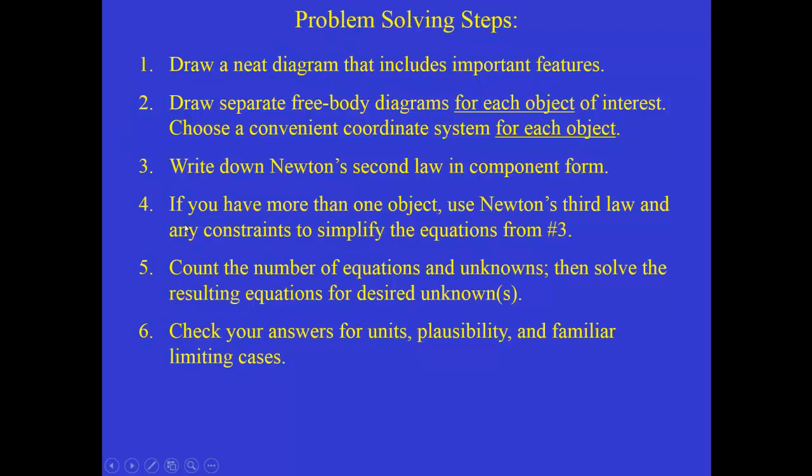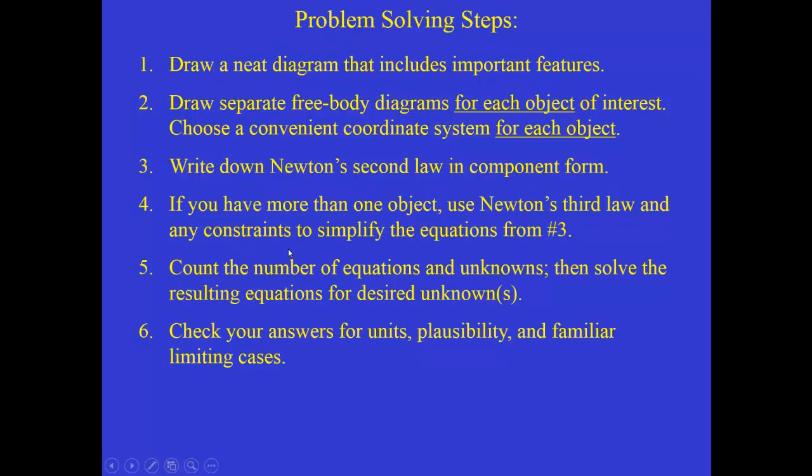And then there are often constraint equations. When there's more than one object, those 2 objects may move in such a way that their accelerations are related to one another. They may be the same, they may not be the same, but they may be related to each other in some way that just depends on the physical situation and the way that those 2 masses are connected. So those constraints will often allow us to simplify the equations that we've written down before.